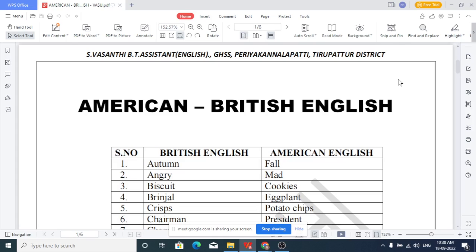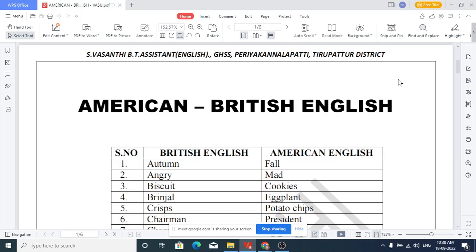Now they have given American and British English. Words which express the same meaning will have two different words. In America they will say something, in British English we say something. We Indians normally follow British English, so whatever we use is British English. In America it is slightly different.